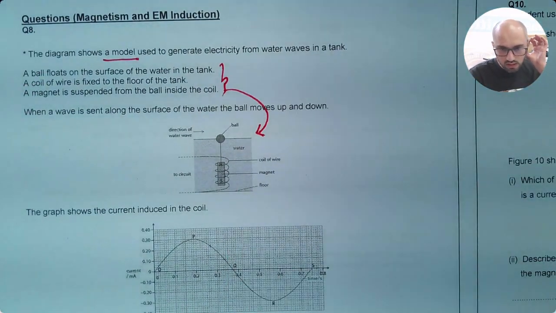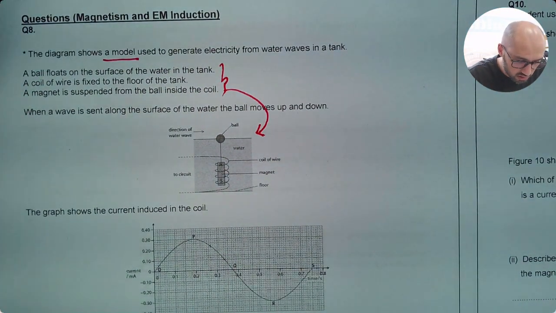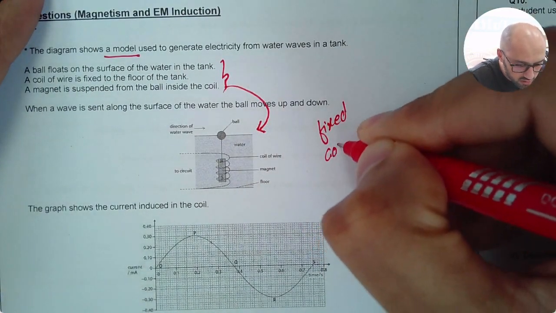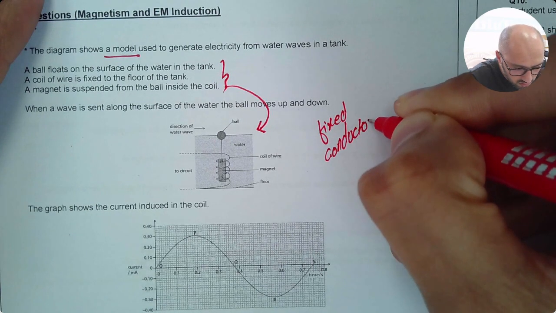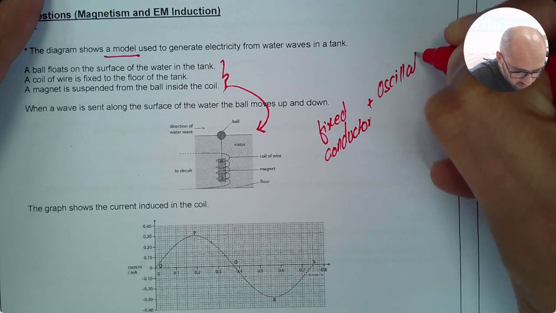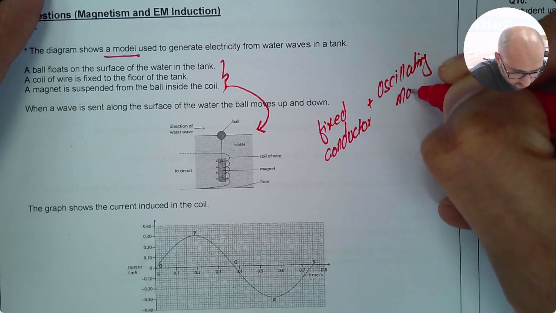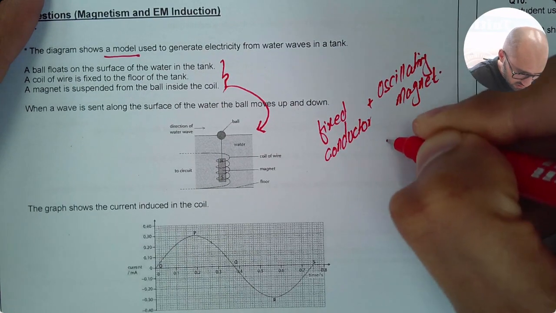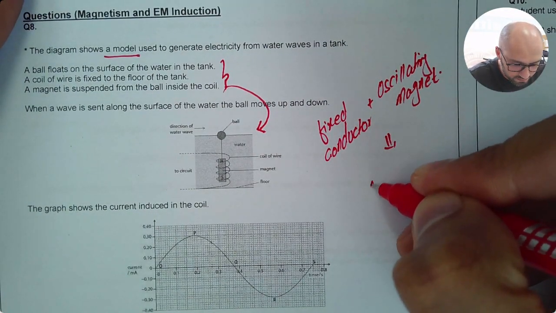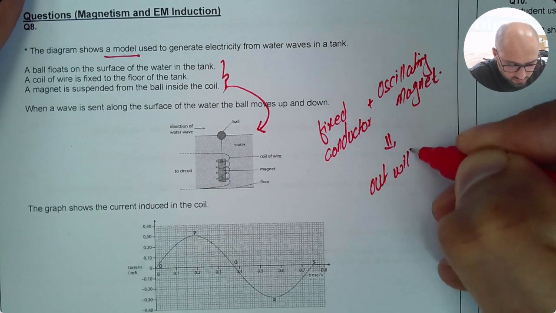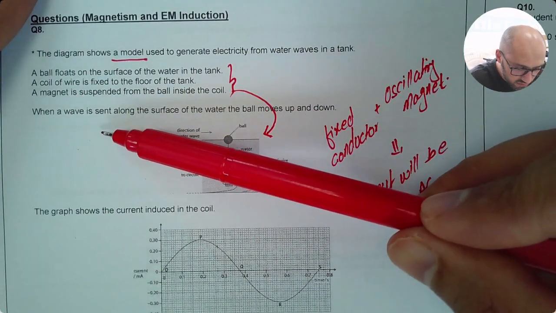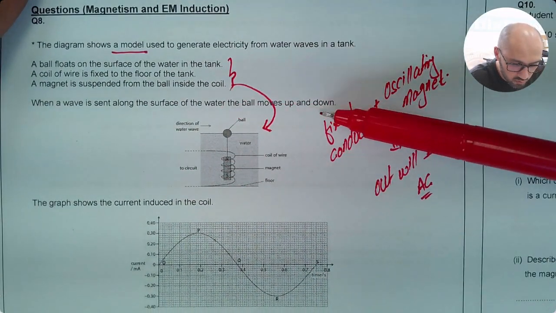If you look at this diagram, you will notice it is a case of a fixed conductor plus an oscillating magnet. In this case, if you remember, we said our output will be AC, alternating current. When a wave is sent along the surface of the water, the ball moves up and down.